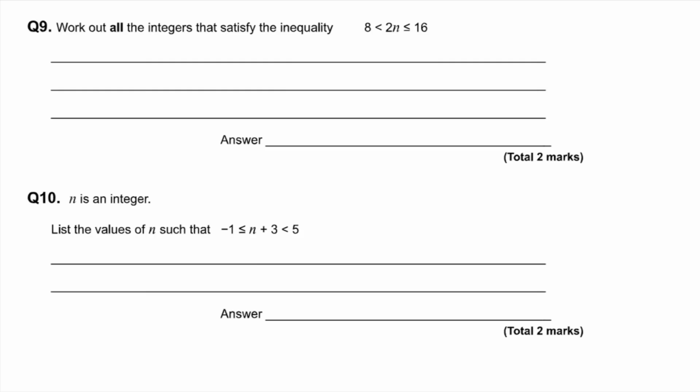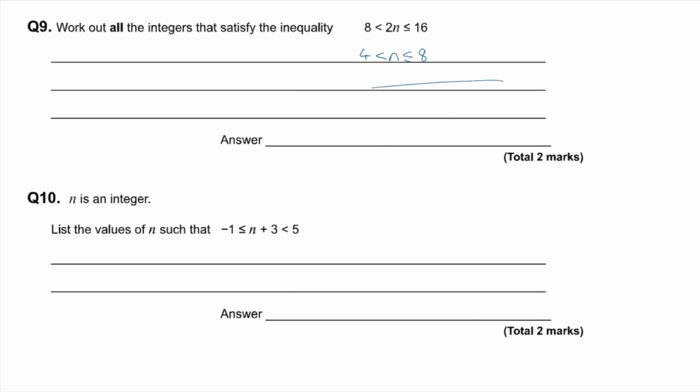Question 9, work out all the integers that satisfy the inequality 8 is less than 2n, which is less than or equal to 16. See, I've got 2n in the middle. It'd be much nicer if I just had an n in the middle, and I can do that by just dividing all parts of the inequality through by 2. So 8 divided by 2 is 4, 2n divided by 2 is n, 16 divided by 2 is 8. So that tells me that n lies between 4 and 8.